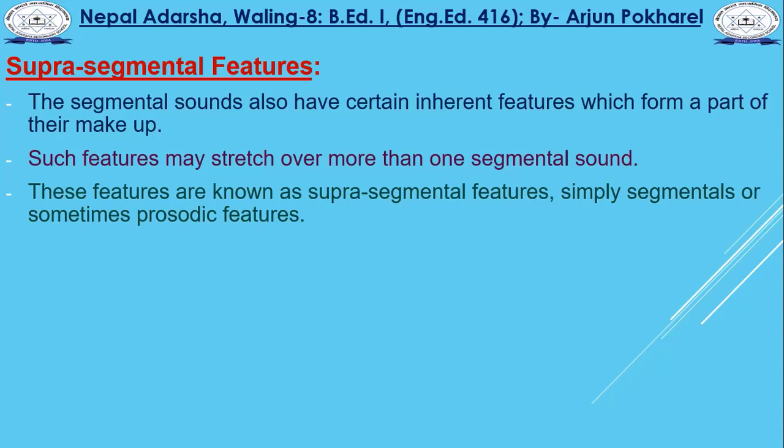The sounds have certain inherent features that form part of their makeup, and the features that stretch over more than one segmental sound are known as suprasegmental features. They are also known simply as suprasegmentals, or sometimes prosodic features.